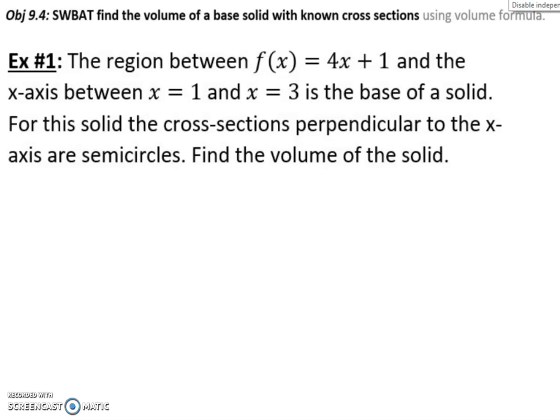All right, our last objective for this unit is to find the volumes of base solids. Notice this does not say the word rotate or revolve. Base solids are made when there's a flat surface on the bottom of something, and coming up from that flat surface, you have shapes of a different kind.